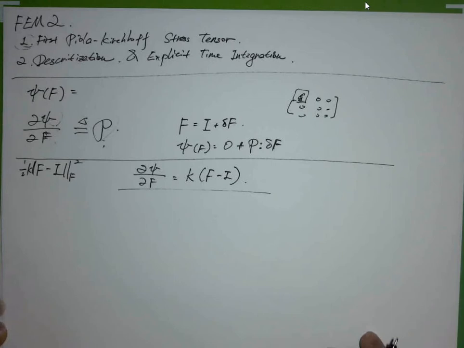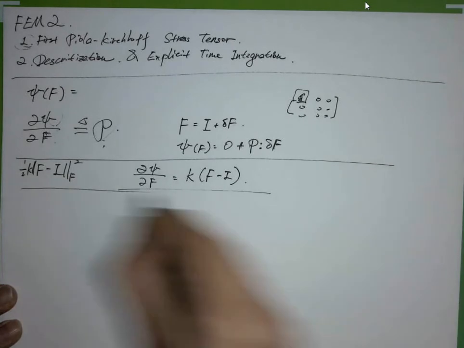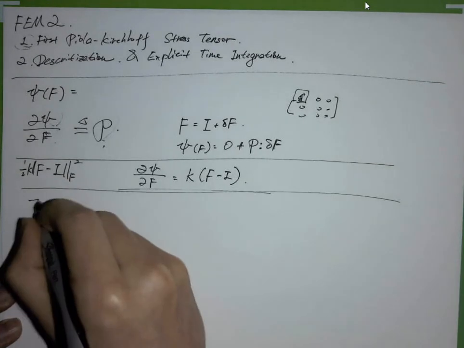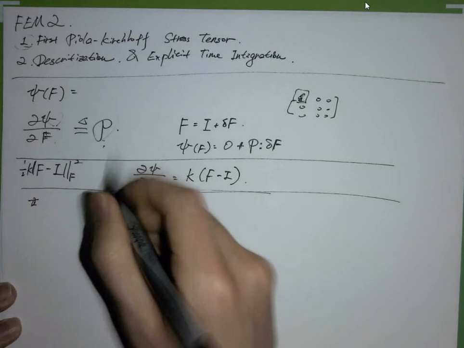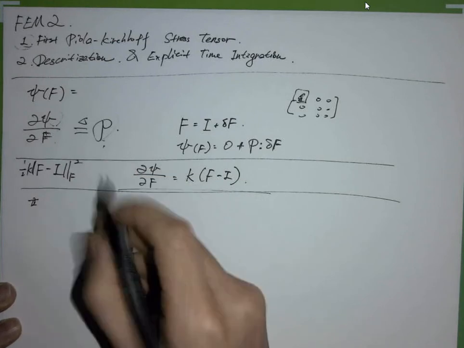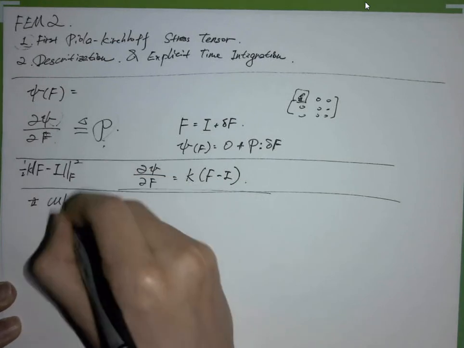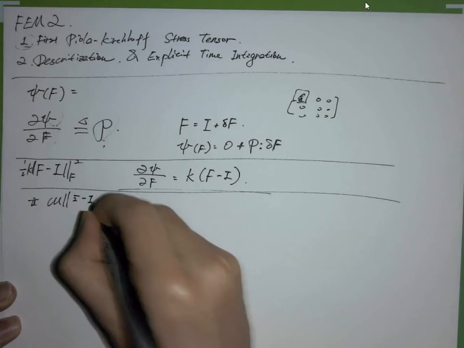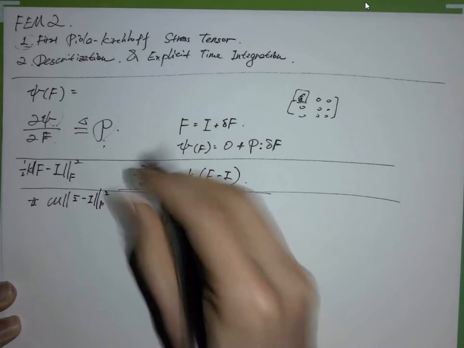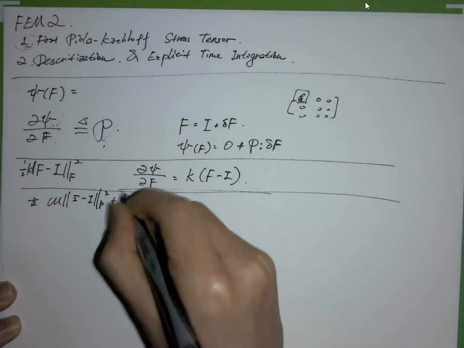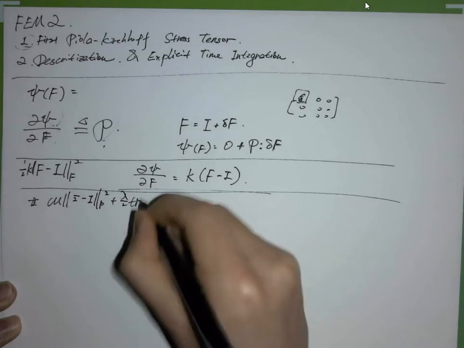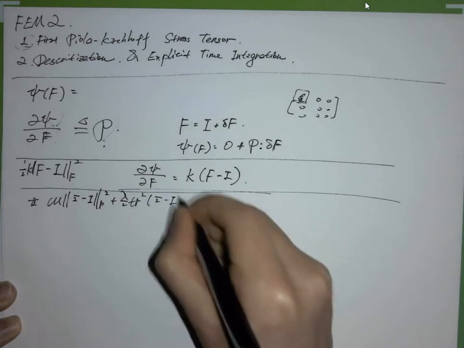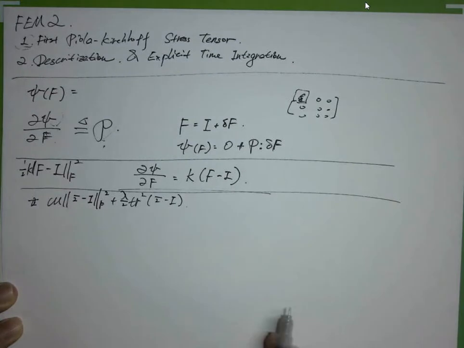Or I can have a slightly more complicated one. This is actually my favorite, my favorite corotated linear elastic energy: mu times the Frobenius norm squared of sigma minus I, plus 1/2 lambda times trace squared of sigma minus I. This one is definitely more complicated.